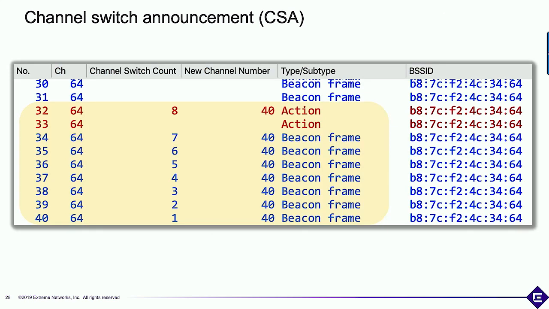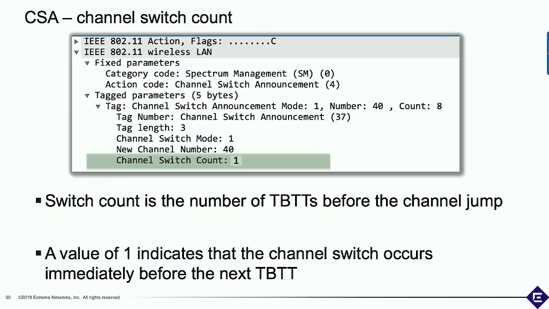So this is actually a packet capture right here of a very good channel switch announcement by one vendor. And they actually use 2 action frames to initially say, hey, we're moving to a new channel, and in this case, it looks like they're going to channel 40. They were on channel 64, and the AP's telling all the clients, we're going to go to channel 40. That information is relayed in the action frame, but also in beacon frames. And then that countdown right there is called the channel switch count. So this channel switch count is a number of targeted beacon transmission times before the actual channel jump.